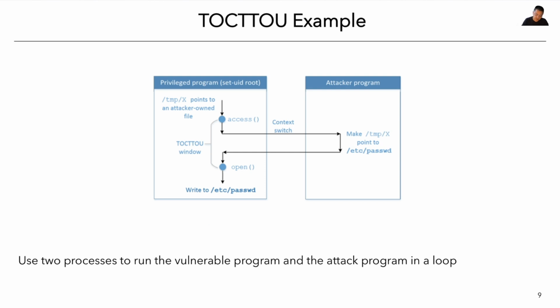So here we give a graphic representation of the attack. The temp X first points to an attacker-owned file, then the access will check against the real UID, which will be the attacker, in our example C. Then a context switch will happen to the attack program, which will delete the tempx file and point it to /etc/passwd. The context switch must happen in between the time of check to time of use window. All right. So now it can write to /etc/passwd.